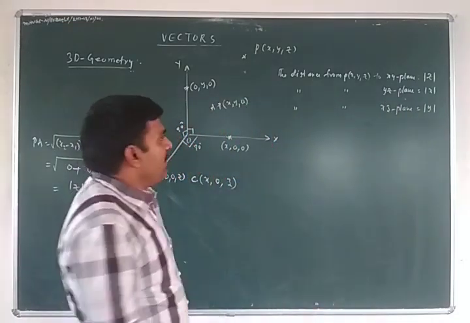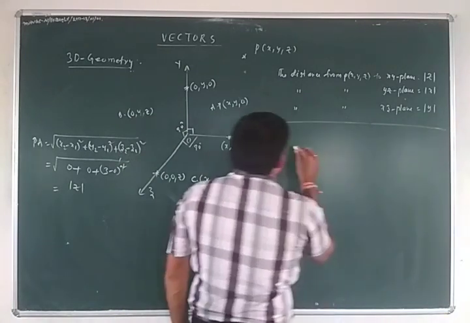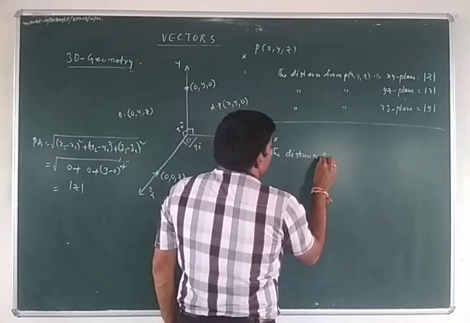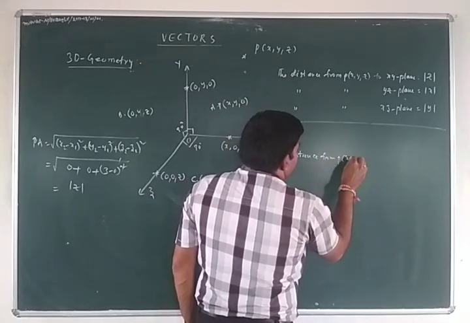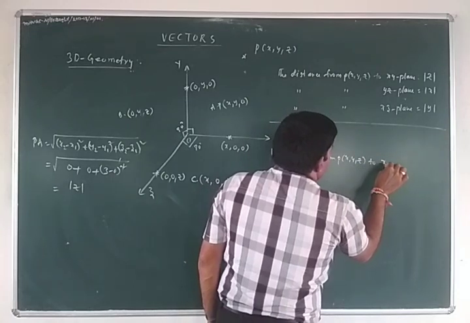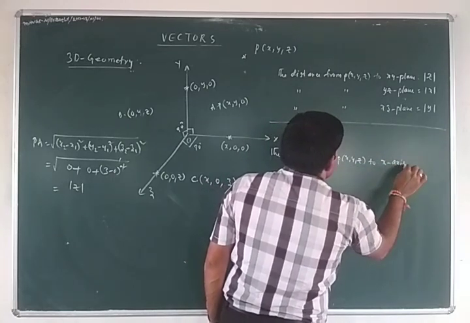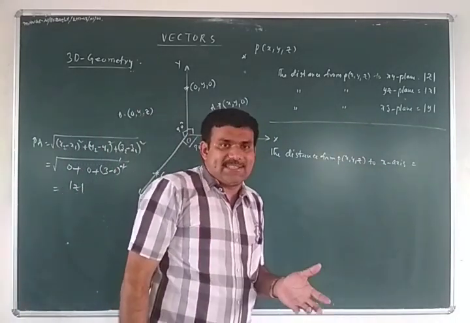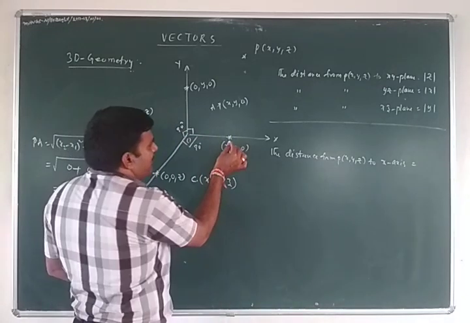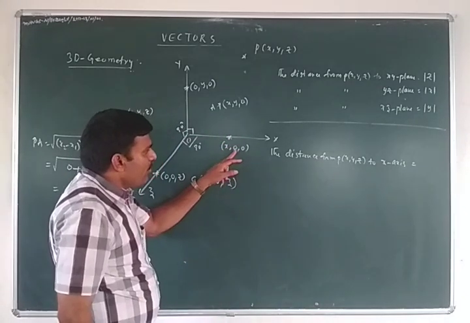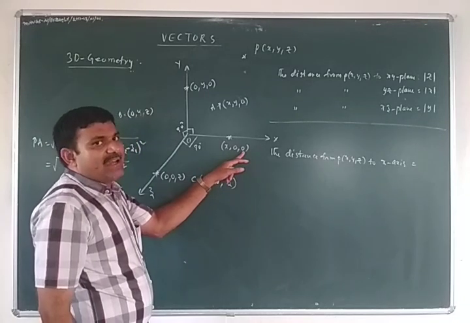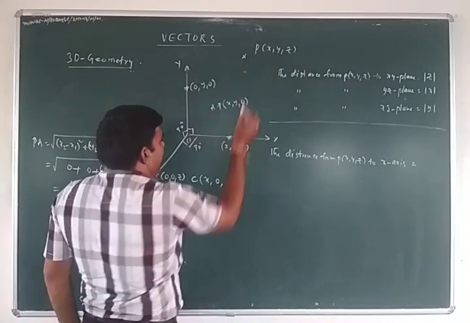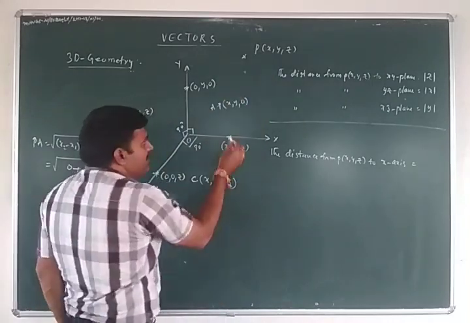Similarly, there is one more formula to remember: the distance from P(x, y, z) to the x axis. A point on the x axis means the y coordinate and z coordinate are zeros, so it has only x. Now I am finding the distance between the point P and this point.